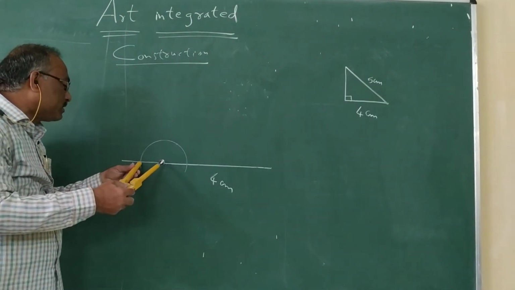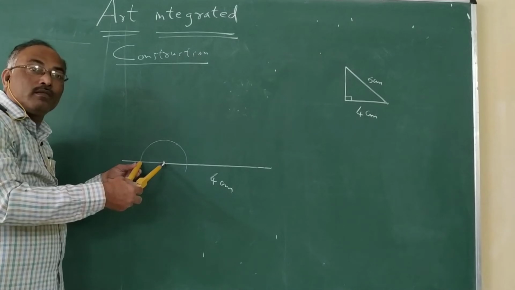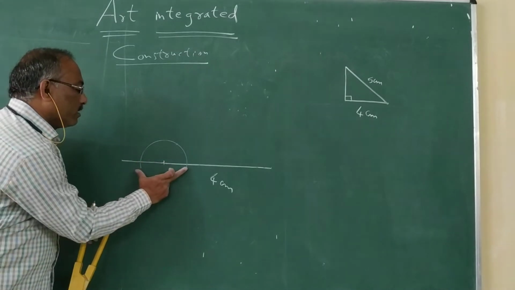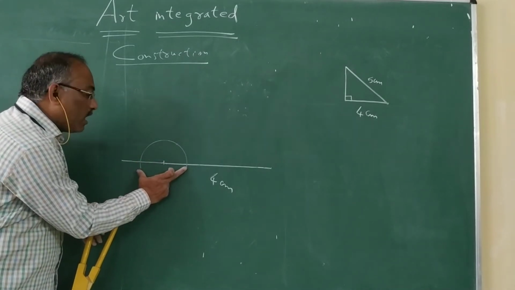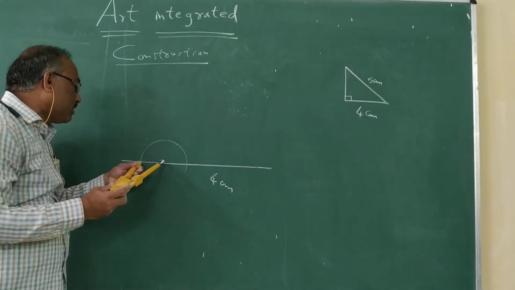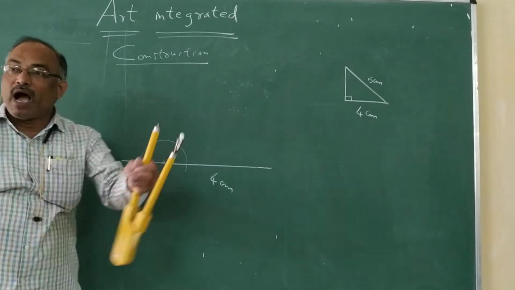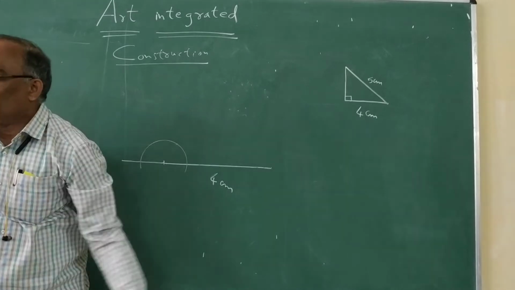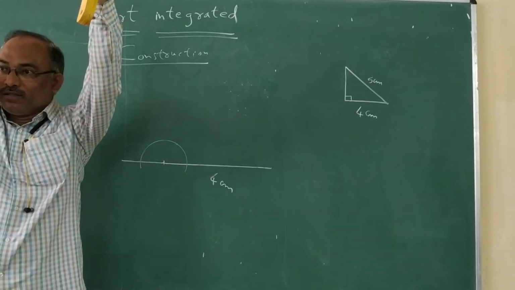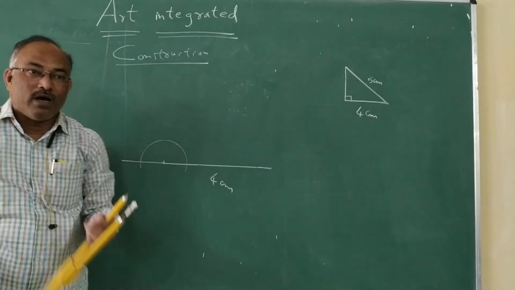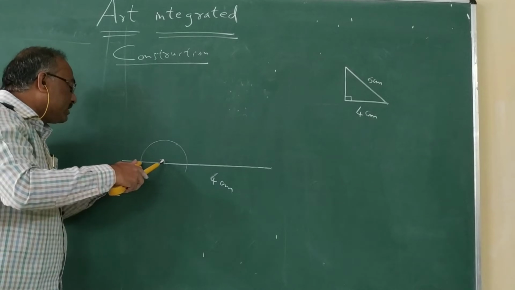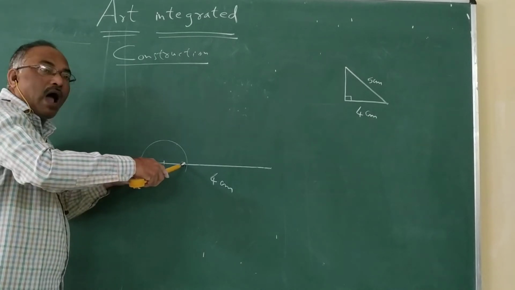Now this distance is how much? Half, according to the total arc intersection. If I take half, then what happens? The two arcs touch each other. Then it becomes difficult to get the point. So what will we take? We take a distance in the compass more than half.